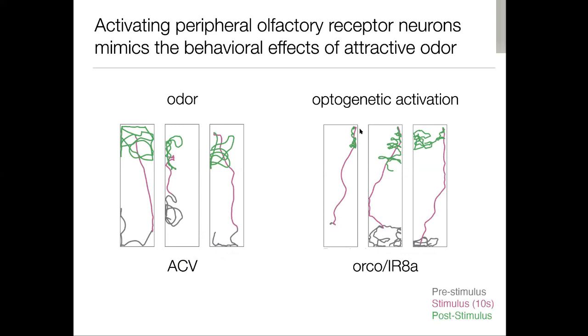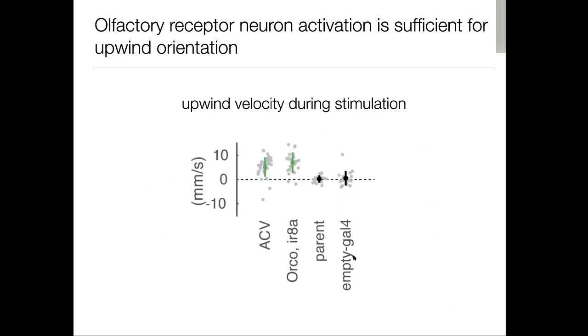If you look closely, there are some subtle differences between these two. Actually, we see that the odor provides a stronger upwind drive, whereas optogenetic activation generates a stronger offset search, suggesting that these two behaviors are differentially regulated at the periphery. But broadly, we can get qualitatively similar behaviors using both optogenetics and odor. And that's quantified here.